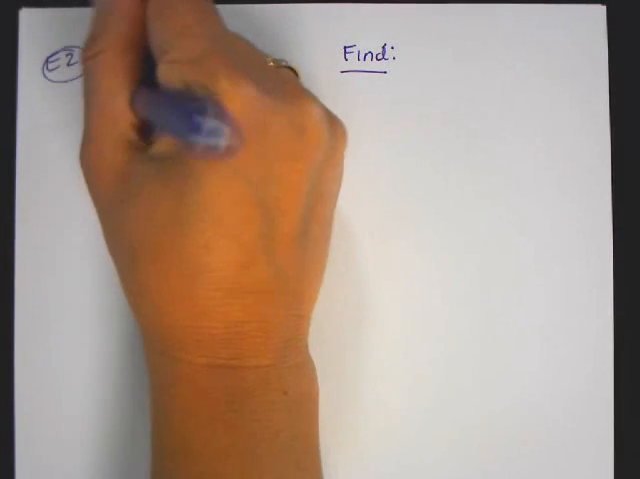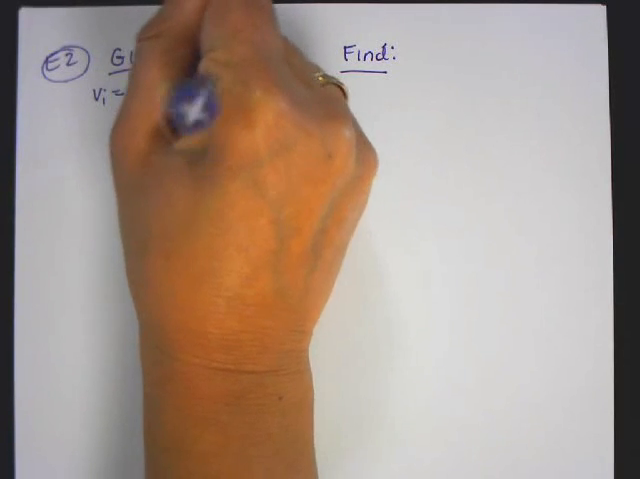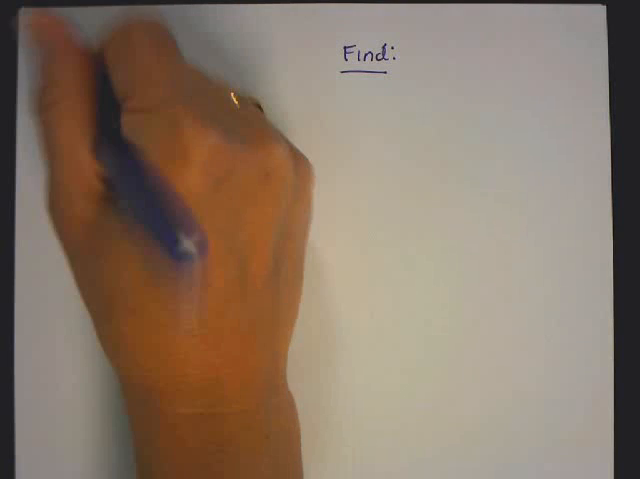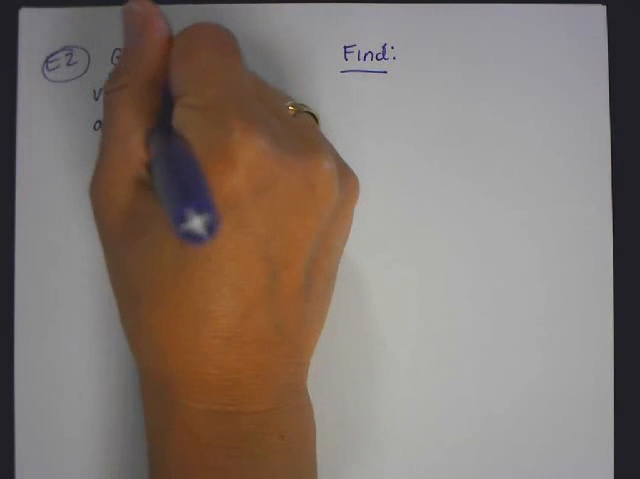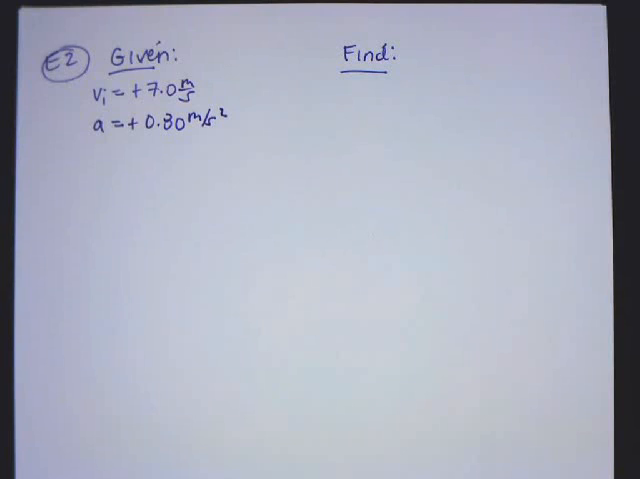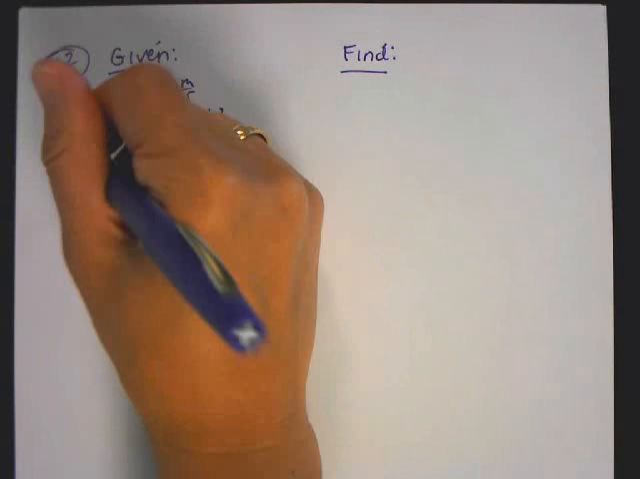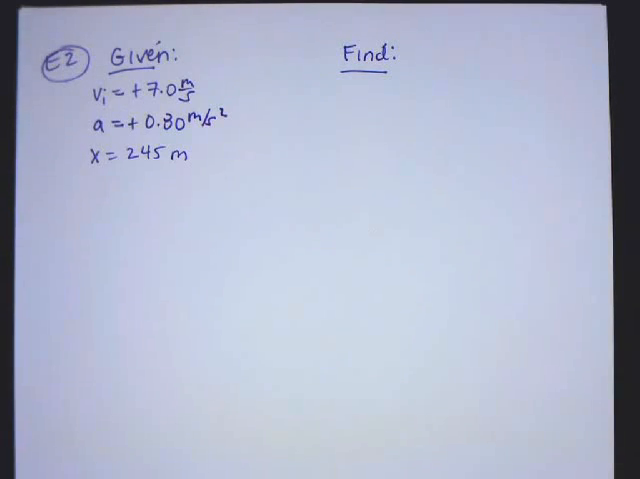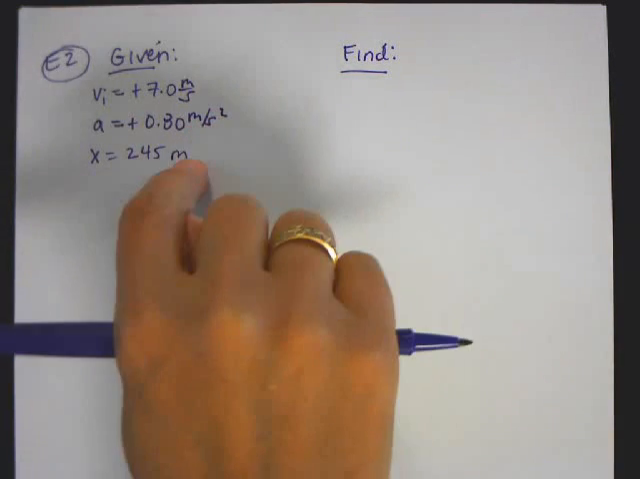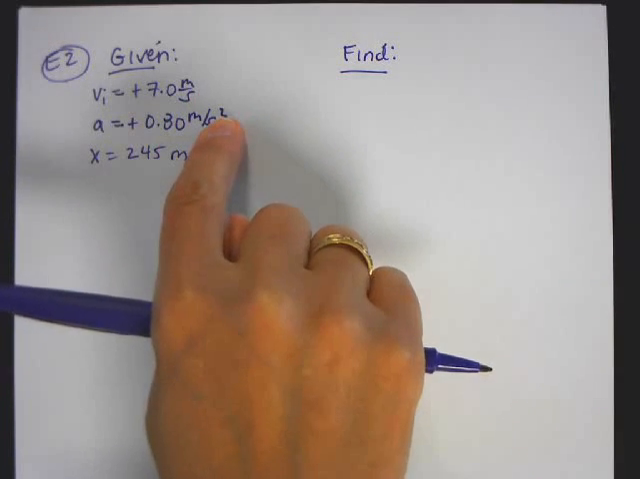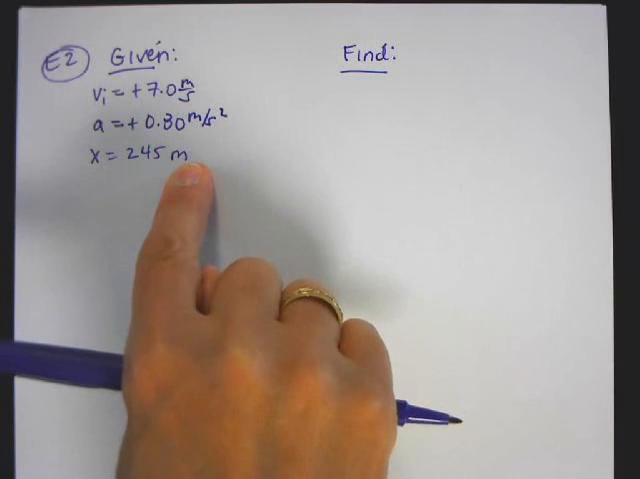A car traveling with initial velocity, so VI is equal to plus 7 meters per second. It accelerates uniformly at a rate of, so A is equal to plus 0.8 meters per second squared for a distance of 245 meters. When you're not sure what a variable is, maybe by the wording, just look at the unit. We know that velocity is meters per second. We know acceleration is meters per second squared, and displacement is meters.